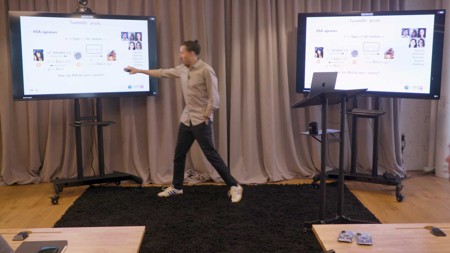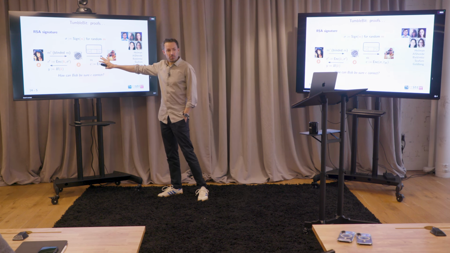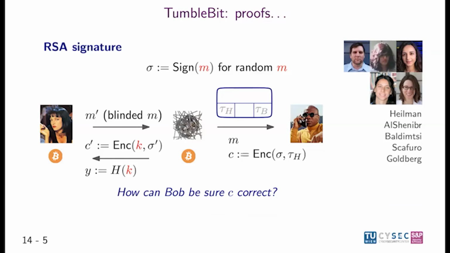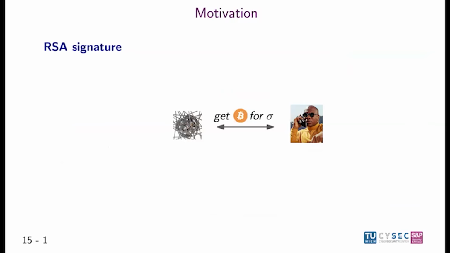Okay, same thing for Bob, right? Here they also propose a cut and choose based protocol that uses randomizability of RSA to make sure that this is correct. Okay, let's zoom out and look at what we want to achieve in this part here.